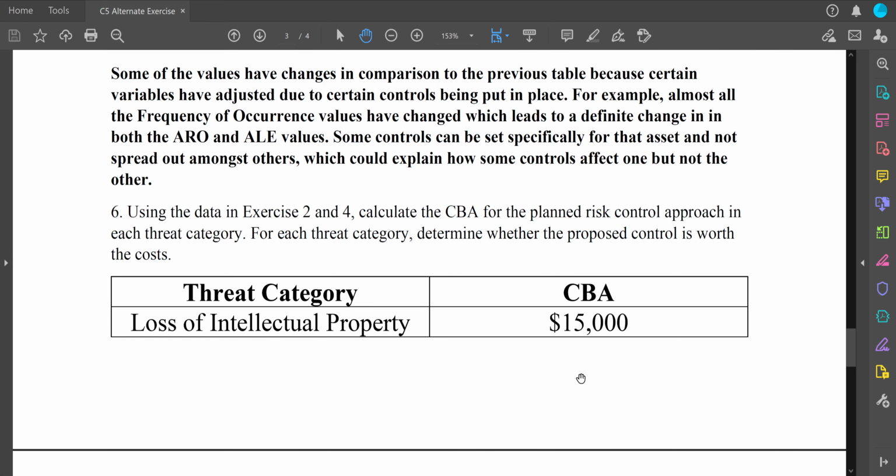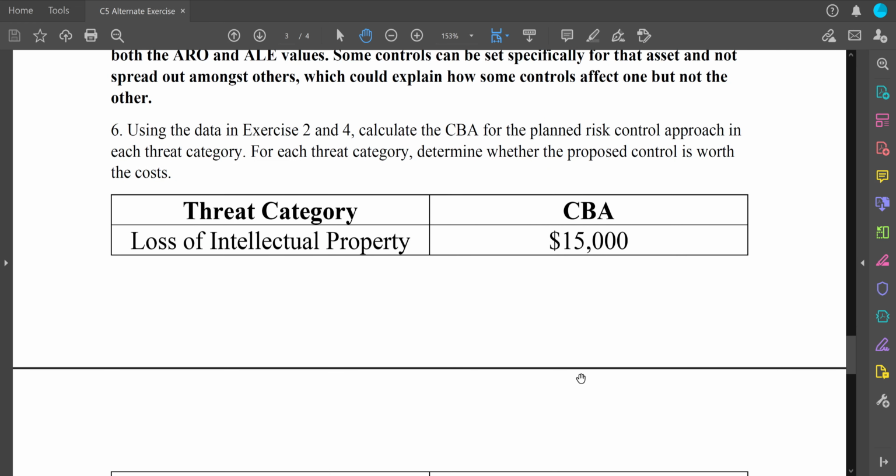So next is the last part, right? Number 6. Using the data in exercise 2 and 4, calculate the CBA for the planned risk control approach in each threat category. For each threat category, determine whether the proposed control is worth the cost. Okay. Now, CBA stands for cost benefit analysis.